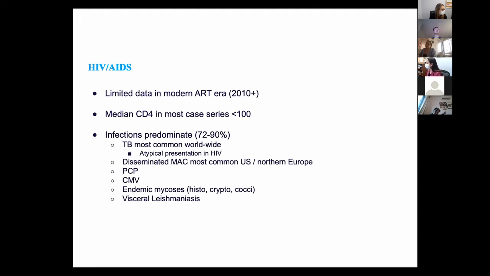Visceral leishmaniasis, if the patient has a history of living in those areas, so the Middle East and Southern Europe, certain areas of South America. Malignancies don't make up a huge portion of FUO and HIV, about 8%, and it's mostly lymphoma.